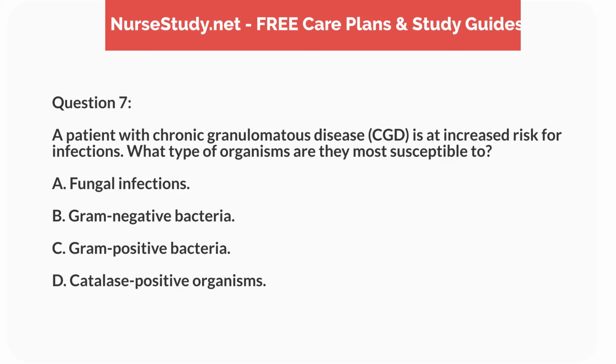Question 7. A patient with chronic granulomatous disease, CGD, is at increased risk for infections. What type of organisms are they most susceptible to? A. Fungal infections. B. Gram-negative bacteria. C. Gram-positive bacteria. D. Catalase-positive organisms.